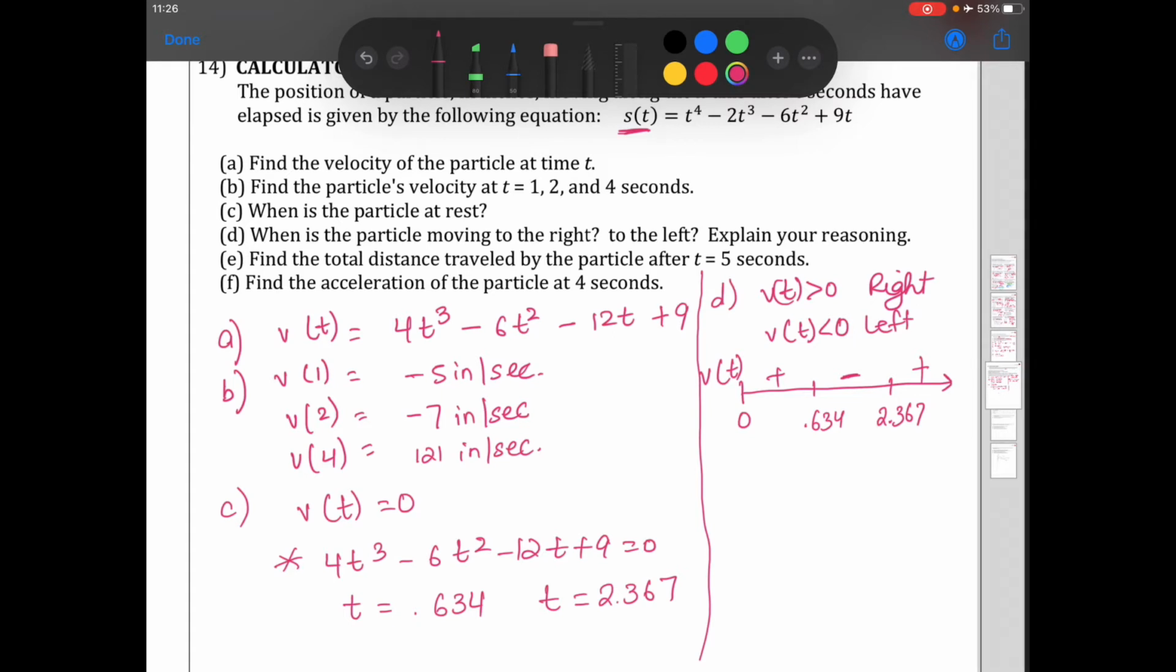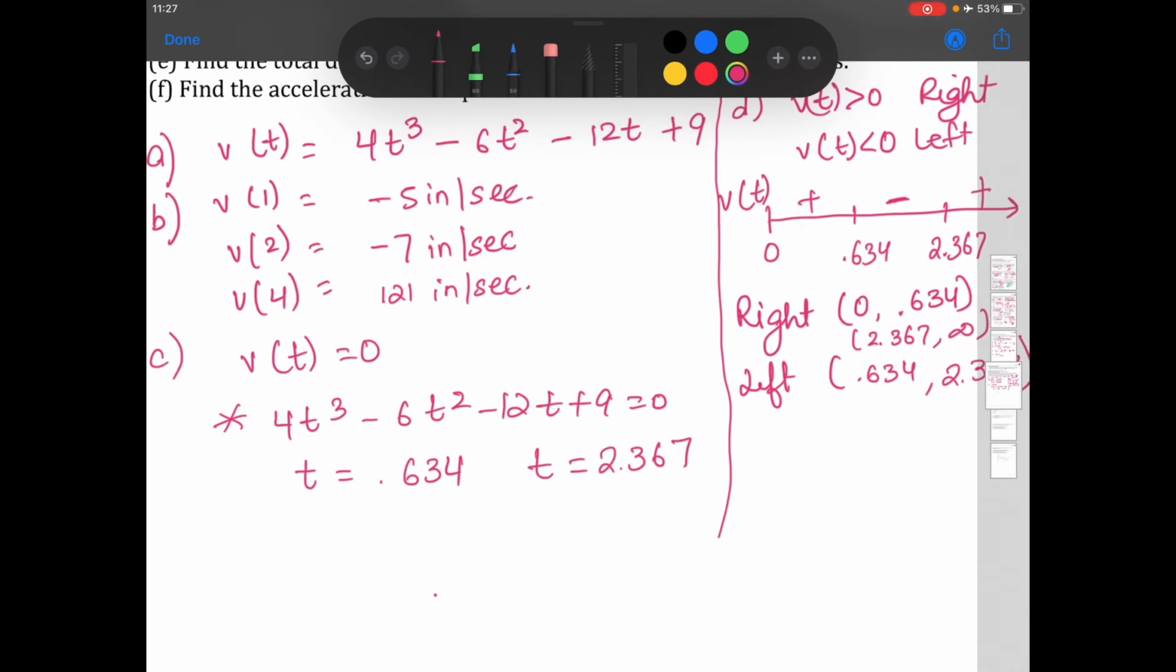Right? So basically it's moving right from 0 to 0.634 and left from, oh, right is another interval too, 2.367 to infinity, and it's moving left from 0.634 to 2.367. Okay.